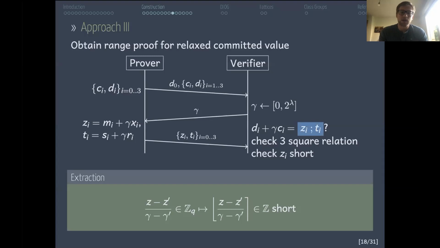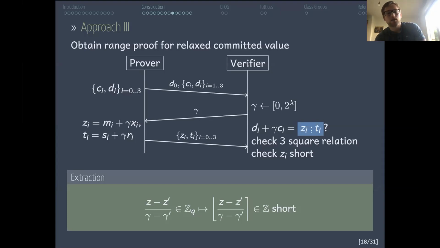So it holds over the integers. And then we can just divide again by the challenge difference, gamma minus gamma prime, and we can round the integers again. And then you can see that even the 3-square relation mod q, if the denominators are short for the extracted values, even implies positivity for this rounded integer.